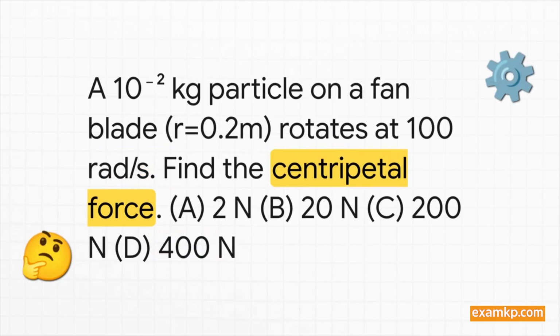Okay, next up, a JAMB question. This one is all about circular motion. We've got a particle on a fan blade, and they give us the mass, the angular velocity, and the radius. They want the centripetal force. This is your chance again. Pause the video, find the right formula in your toolkit, and give it a shot.